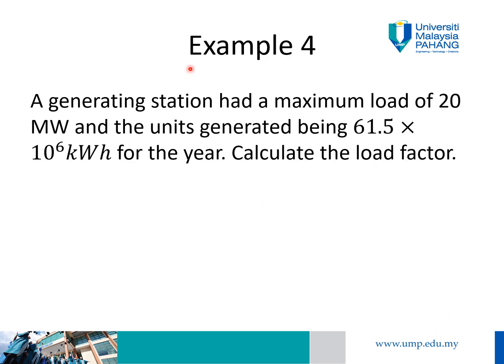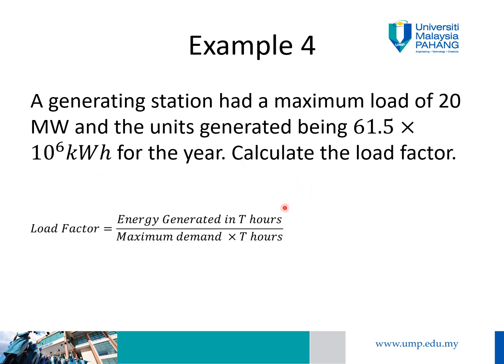Now look at example 4. A power plant had a maximum load of 20 megawatt and the energy generated is 61.5 times 10 to the power of 6 kilowatt hour for a year. Calculate the load factor. So the load factor can be calculated by using this formula. So the energy generated is 61.5 times 10 to the power of 6 kilowatt hour. And then the maximum demand or maximum load is 20 megawatt.